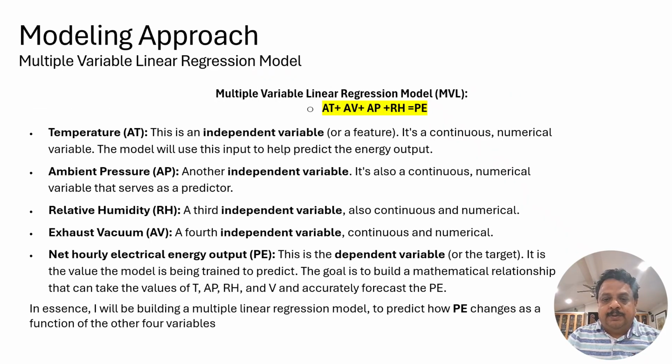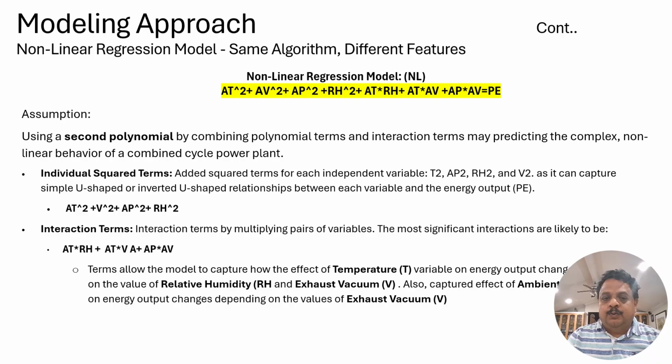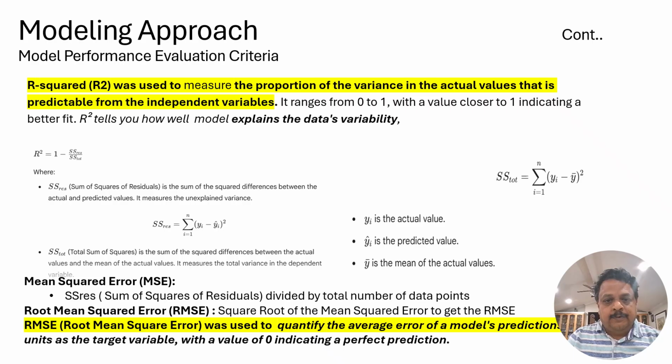I considered a multivariable linear regression model and compared it with a nonlinear regression model. Nonlinearity was captured by squaring the independent variables, as you can see, and also by factoring in the interaction between temperature, relative humidity, and vacuum.